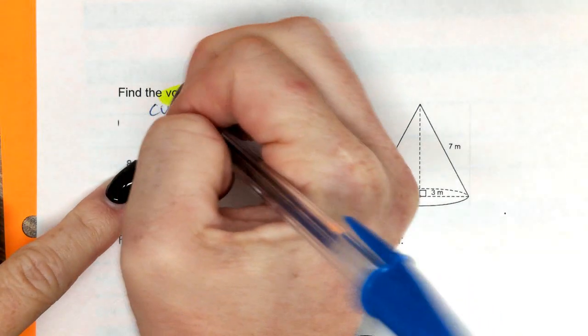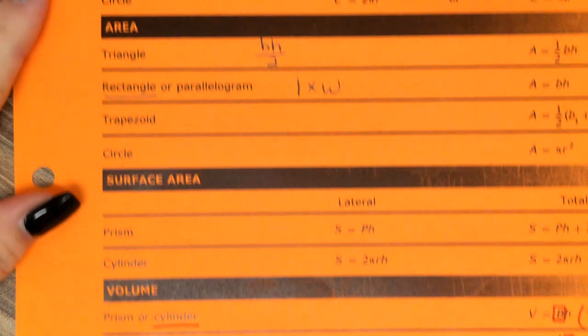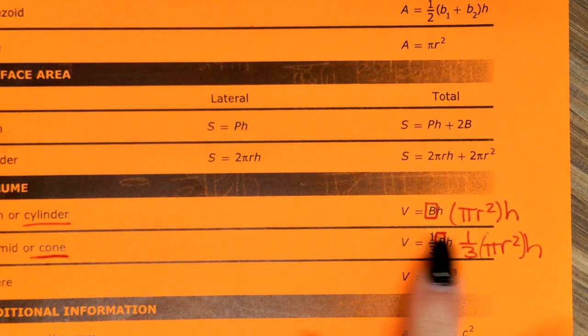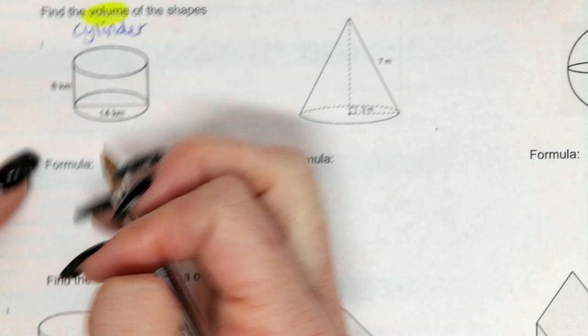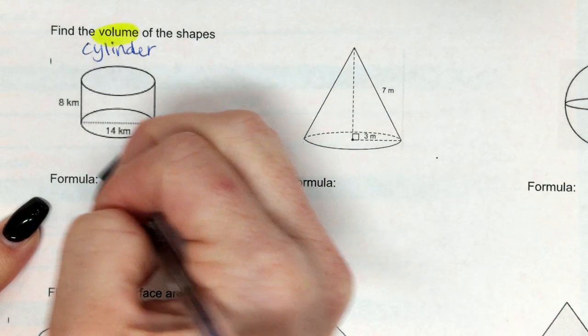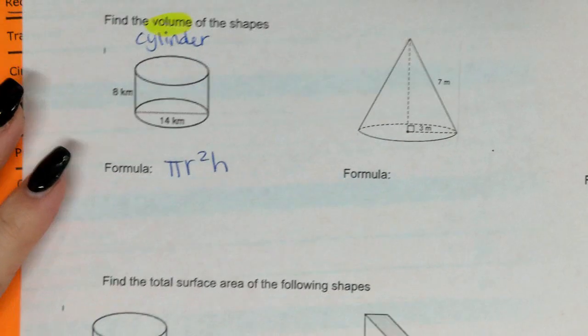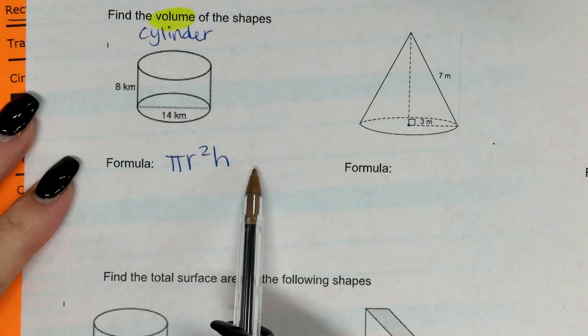This is a cylinder. So I go to my star chart and I find the word volume, cylinder, and I write down this formula, pi r squared h. Notice I even put a spot for the formula, pi r squared h. To use this formula, I need a radius and a height.